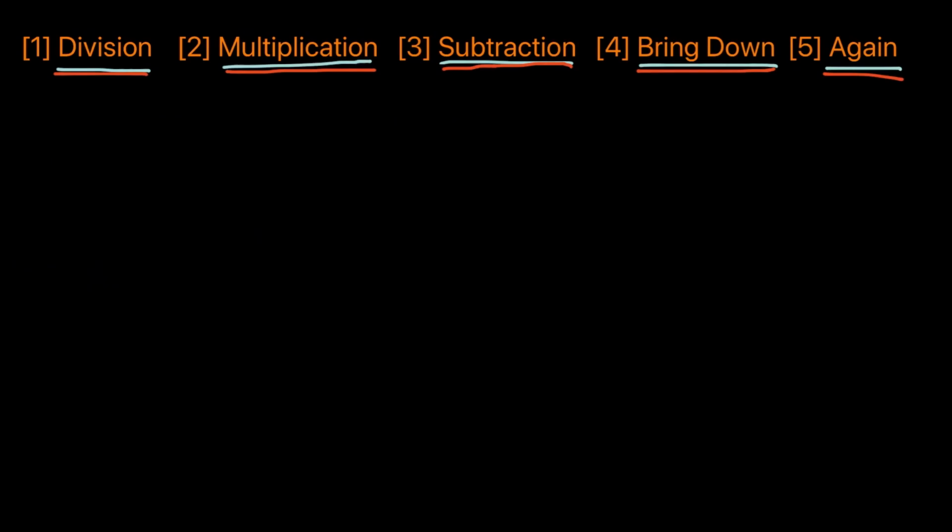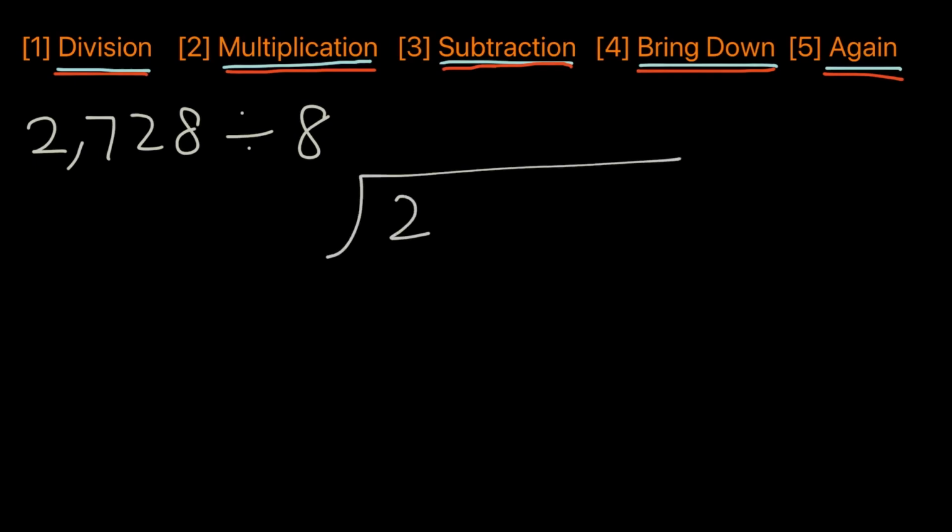Now here's another question. 2,728 divided by 8. Okay, we're gonna write out the division. 2,728 divided by 8. Now let's look at the first number. 2 is too small for 8. So we'll move on to the next one, 27.